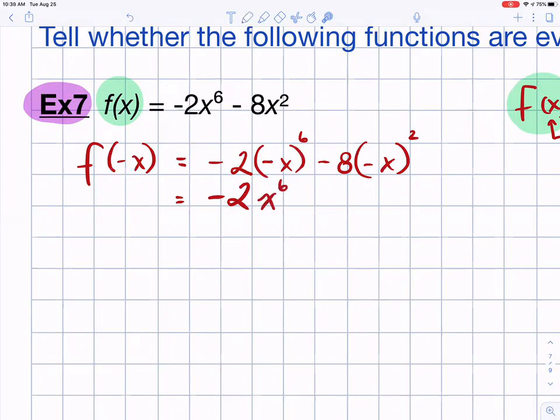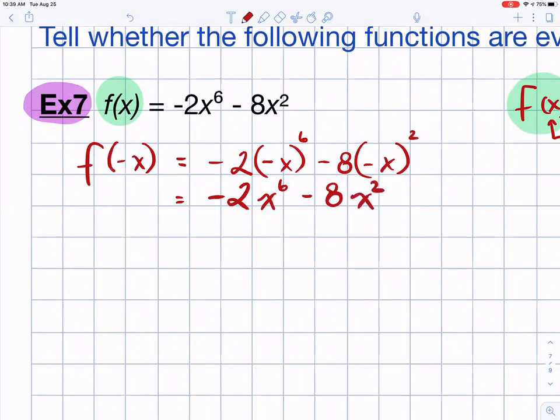Okay, let's go to the next term. Count how many negatives do you have total? 3 total. And 3 negatives makes what? A negative. How many 8s do you have? Just 1, so let's write it down. And how many x's do you have? 2 x's, so that's an x squared, right?